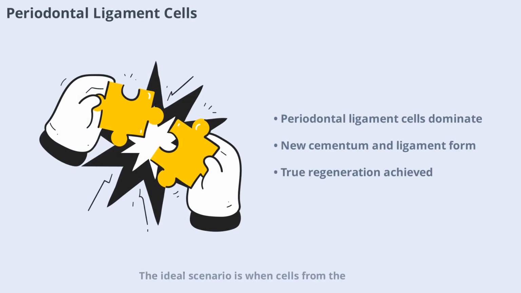The ideal scenario is when cells from the periodontal ligament proliferate coronally into the healing area. These cells can form new cementum and periodontal ligament, leading to true regeneration. This process restores the original architecture and function of the supporting structures, providing the best long-term outcome for the tooth.